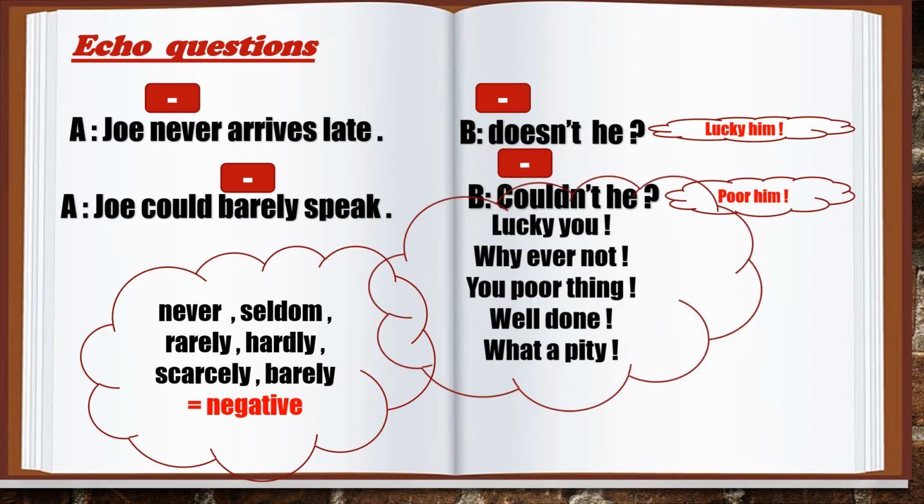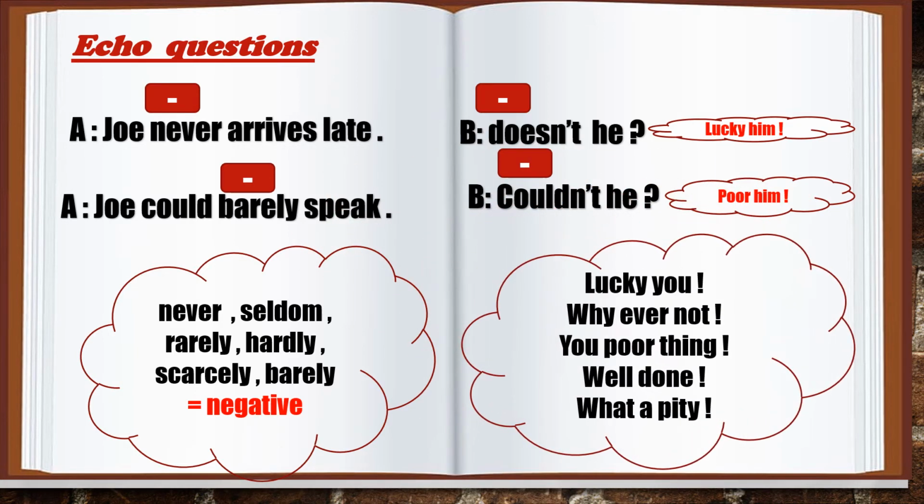Another rule I gave you: you can add your own remarks after the echo questions. You can always add any comment after the echo question. For example, you can say lucky him, lucky you, poor him, what a pity, but you are going to use a suitable one. Your remarks should be suitable for the situation we are talking about.